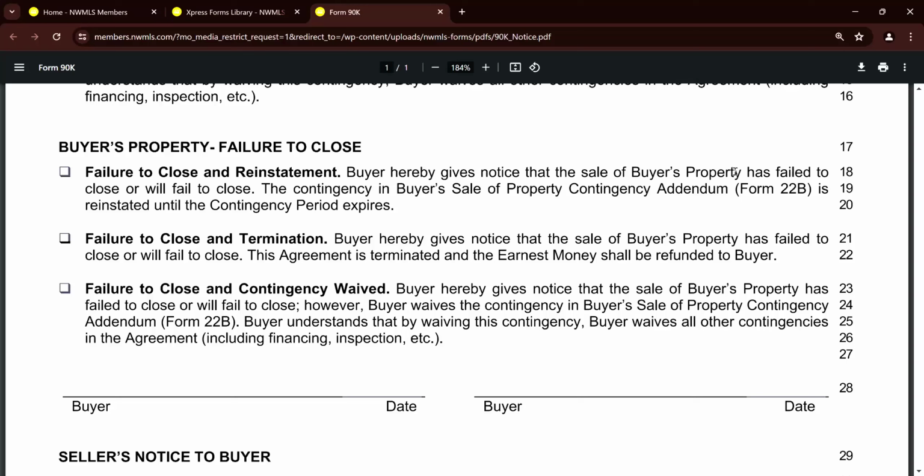All right. Buyer's property failure to close. Let's go around the room since I've been reading the whole time. Start out with Gab. Failure to close and reinstatement. Buyer hereby gives notice that the sale of buyer's property has failed to close or will fail to close. The contingency in buyer's sale of property contingency addendum form 22B is reinstated until the contingency period expires.